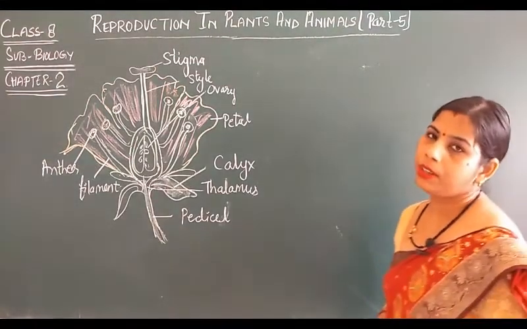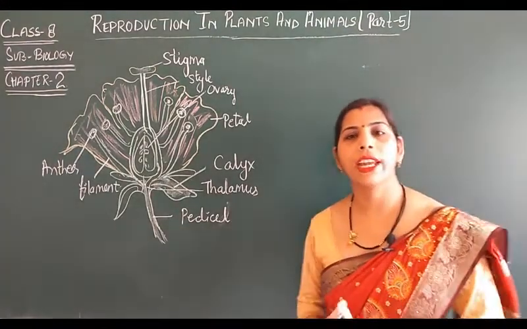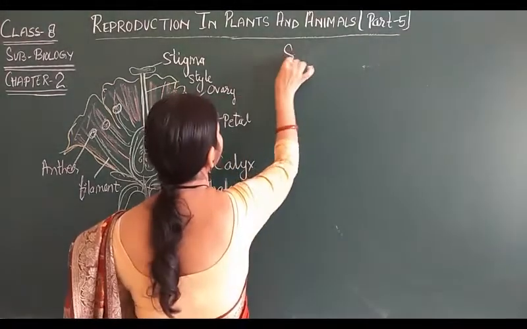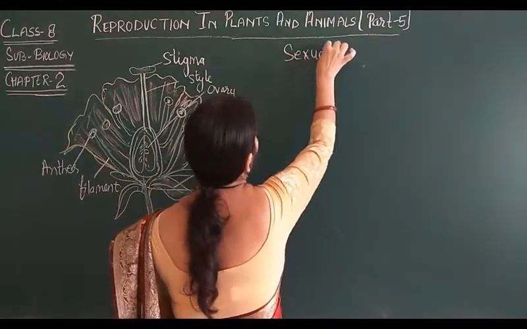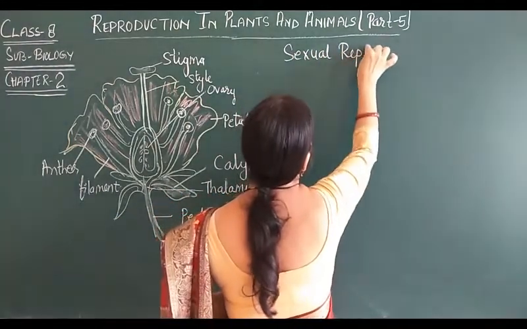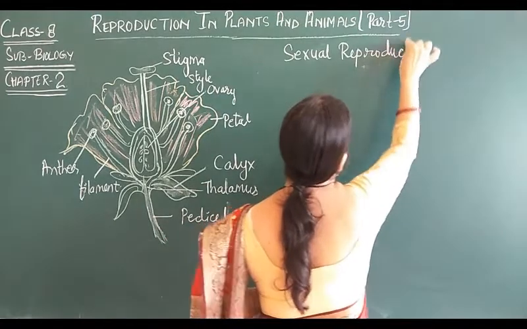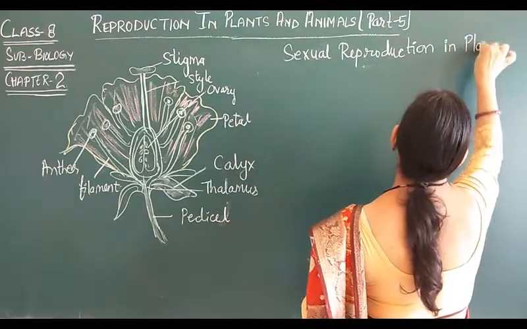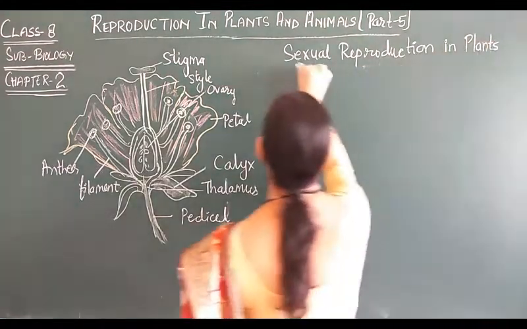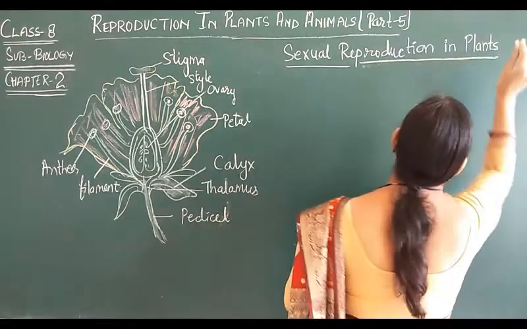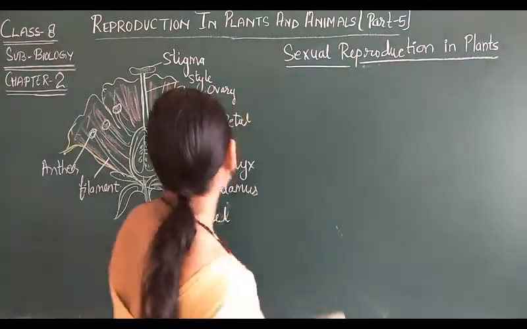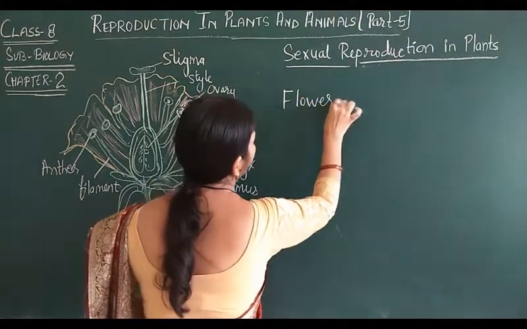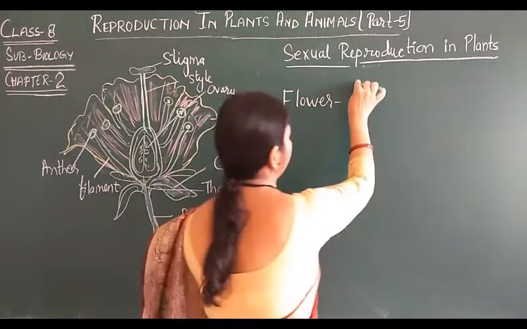In the previous video we studied asexual reproduction. Now today we will start sexual reproduction, and first we will start with sexual reproduction in plants. When we talk about sexual reproduction, it is always related to the fusion of male and female gametes, and I have drawn the figure of a flower over here. Why a flower? Because the flower is the reproductive part of a plant.